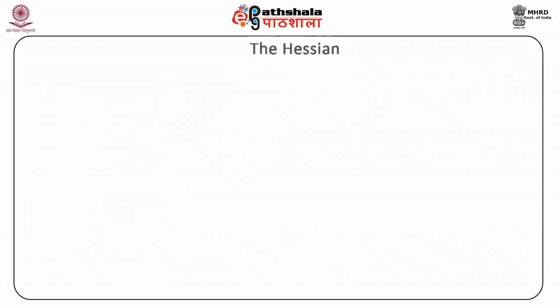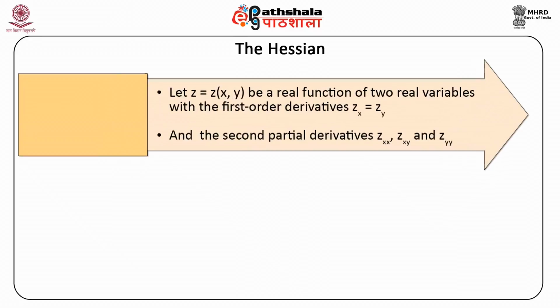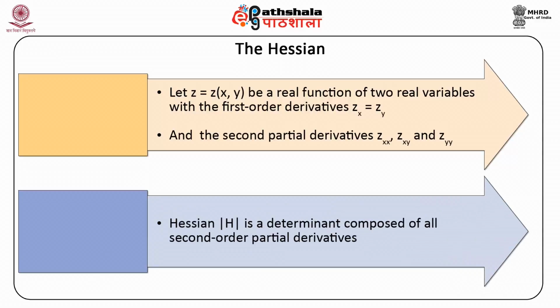Let's begin with the topic of Hessian matrix. Let z equal to z(x, y) be a real function of two variables with the first order derivatives zx and zy and the second partial derivatives zxx, zxy and zyy. Hessian determinant H is a determinant composed of all the second order partial derivatives, with the second order direct partials on the principal diagonal and the second order cross partials off the principal diagonal.